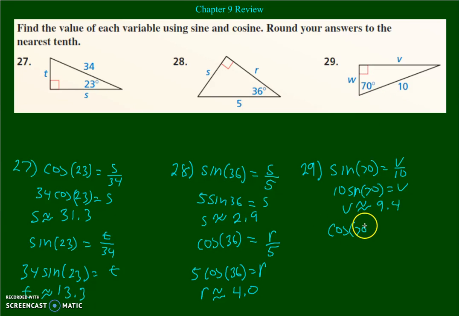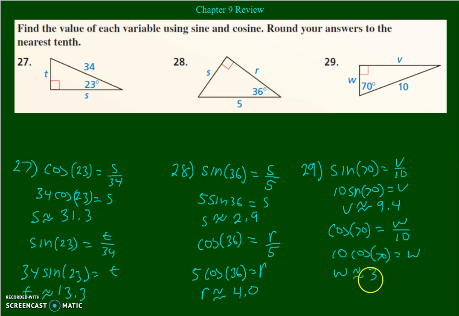Cos 70 equals adjacent over hypotenuse, W over 10. 10 cos 70 equals W. W is approximately 3.4. And now on to problem 30.